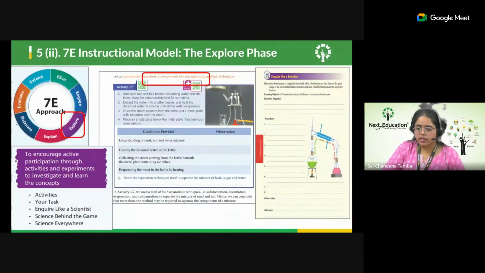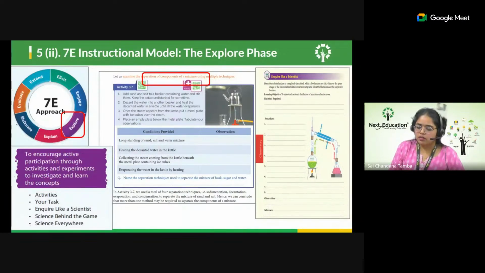And then comes the explore phase. So the explore phase is all about the experiments and activities. So we have provided n number of activities for every chapter, and there are QR codes provided beside them if the student wants to explore or if the teacher wants to show the activities to the students, because all the activities cannot be done in the class, because for every chapter we have given around 6 to 7 activities. It's not possible to take them all in the class.